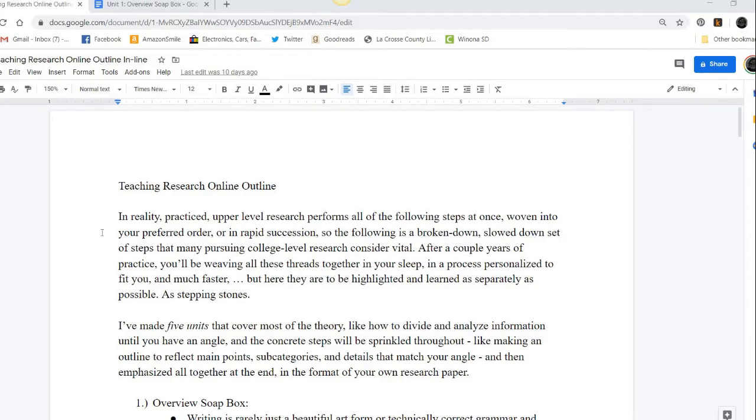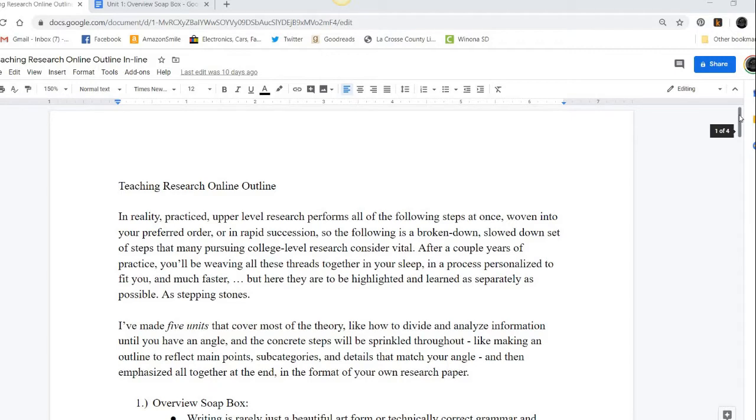I'm actually going to read out loud some of what I wrote, which feels really silly, but also perhaps the smoothest way to do this. In reality, practiced upper-level research performs all of the following steps at once, woven into your preferred order or in rapid succession. So the following is a broken down, slowed down set of steps that many pursuing college-level research consider vital. After a couple years of practice, you'll be weaving all of these threads together in your sleep in a process personalized to fit you and much faster. But here they are to be highlighted and learned as separately as possible as stepping stones.